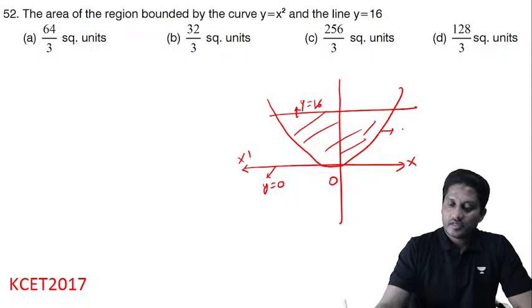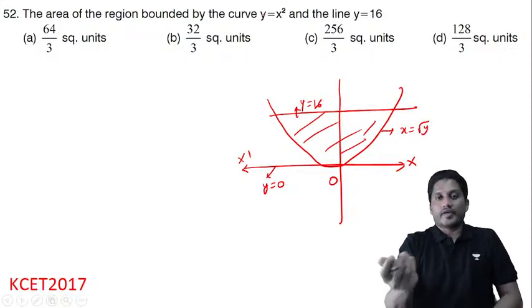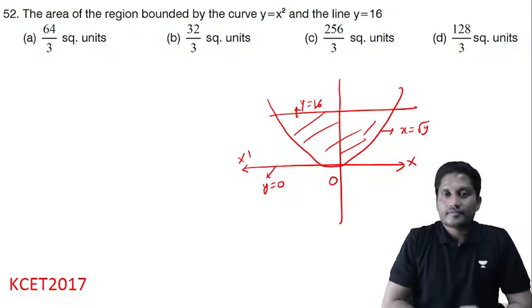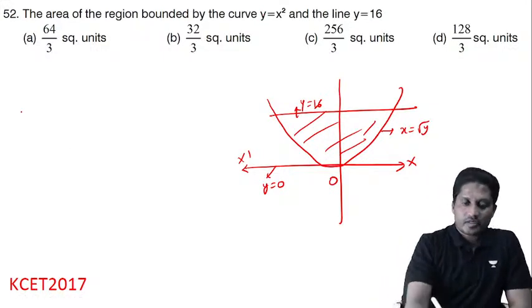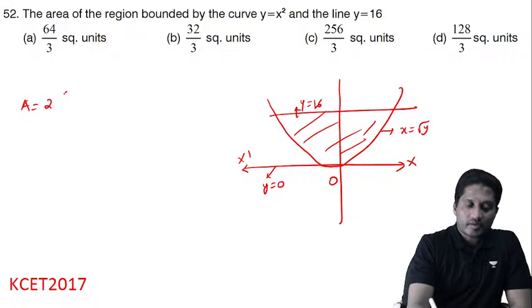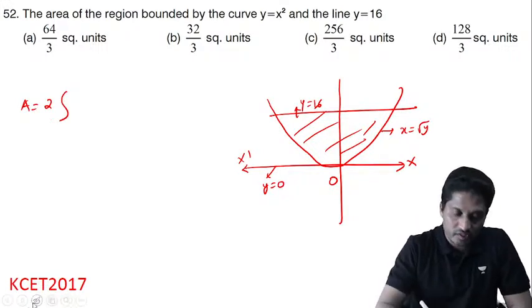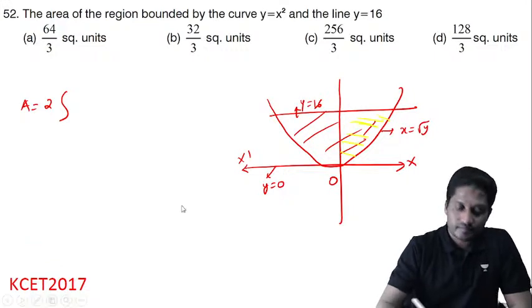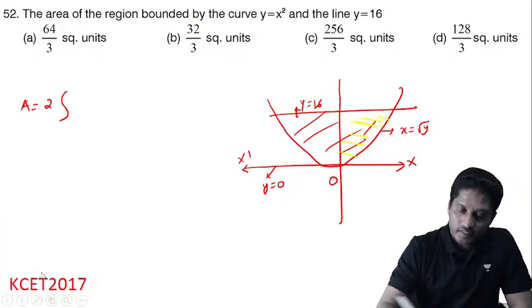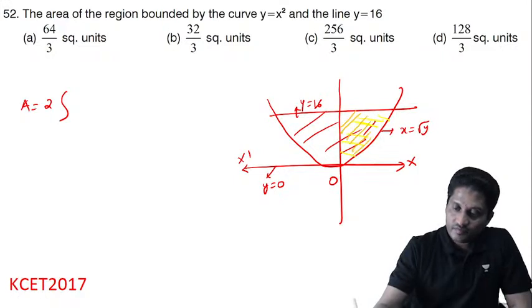X square is equal to y, so I'm writing x is equal to root y. I'm doing integration with respect to y. Area is equal to 2 times. I'm writing 2 because I'm finding only the area in the first quadrant and then multiplying by 2. I'll find out the area in the first quadrant and then multiply by 2.